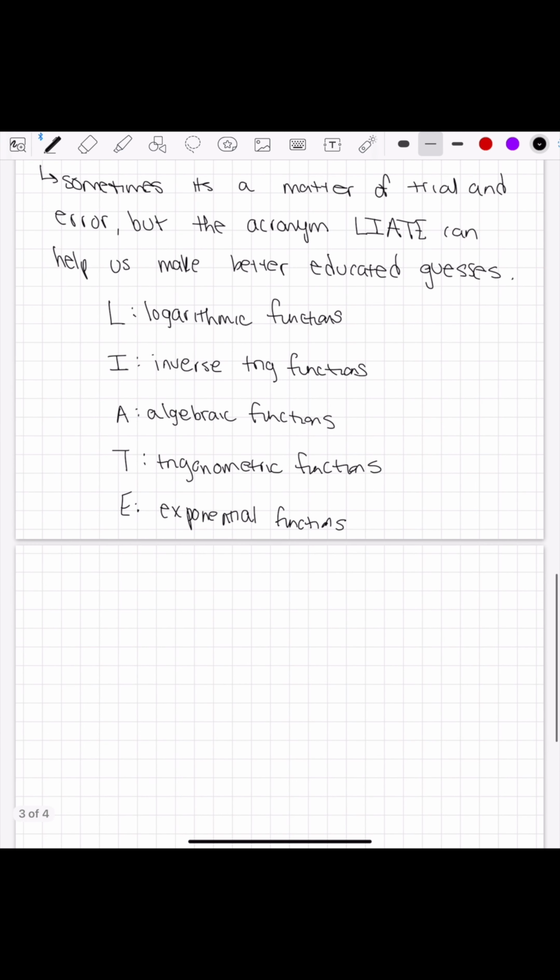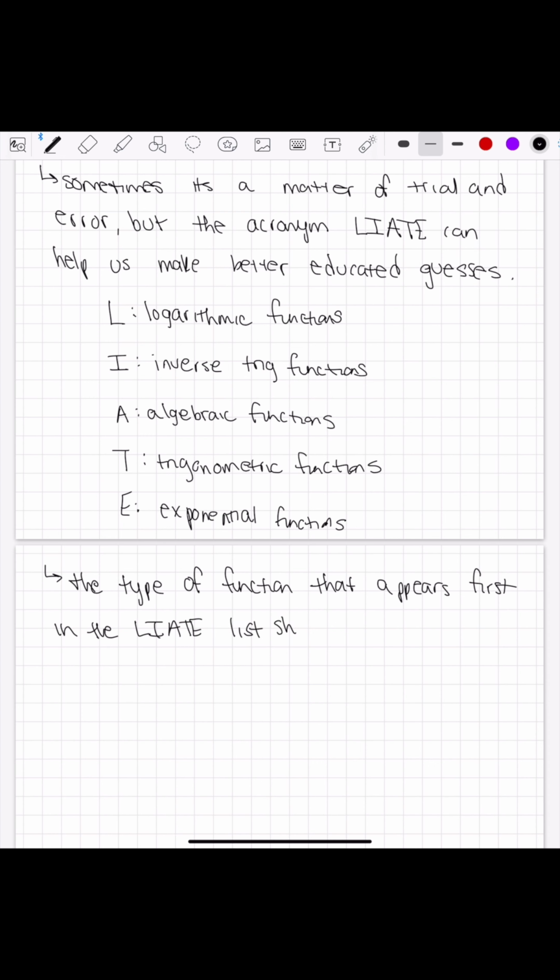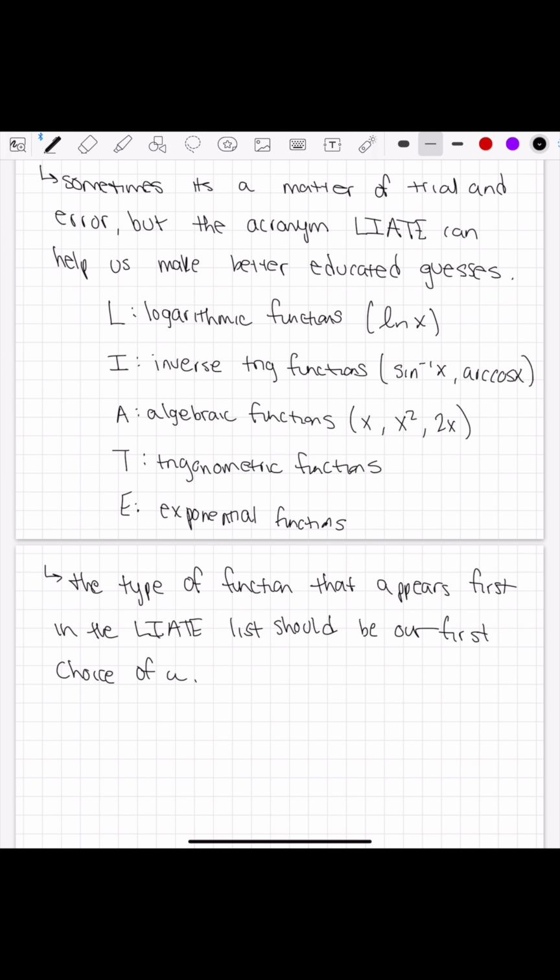So basically, the type of function that appears first in the LIATE list should be our first choice of u, right? So if there's an ln function, then you should choose that. If there is an inverse trig function, which we either denote as arc cosine, arc sine, or use the -1. Algebraic functions are like x, x squared, 2x, and so on. Trig functions are the regular sine, cosine, tan, secant, etc. And exponential functions are like e to the x, 3 to the x, and so on.